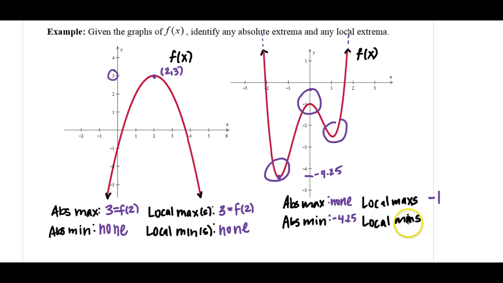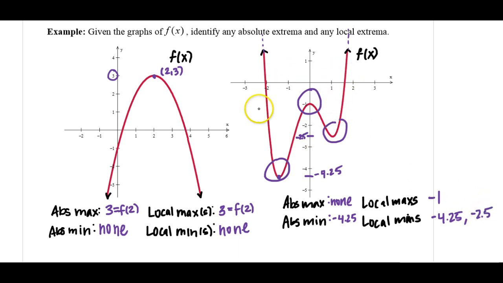And then the local minimums, because there are two, well, a local minimum occurs where the absolute minimum occurred at negative 4.25. So that's one local minimum. And then the other local minimum occurs over here at this valley in the graph, and we'll approximate that as negative 2.5.